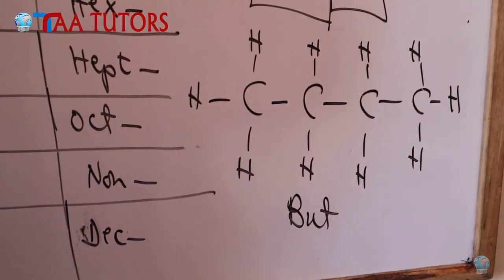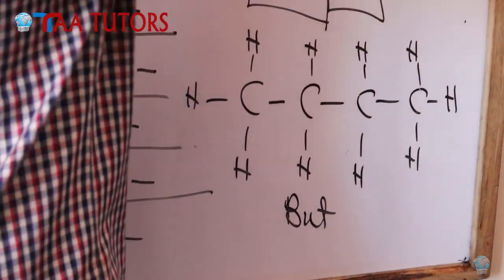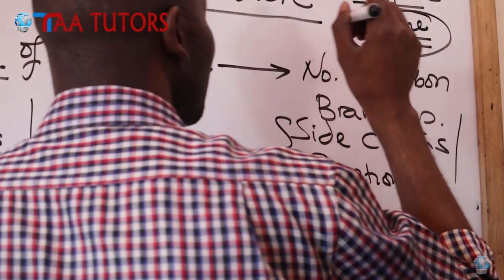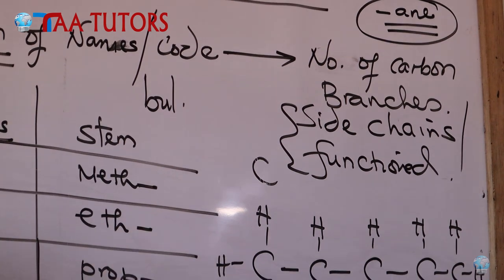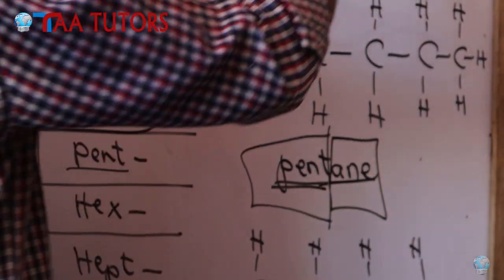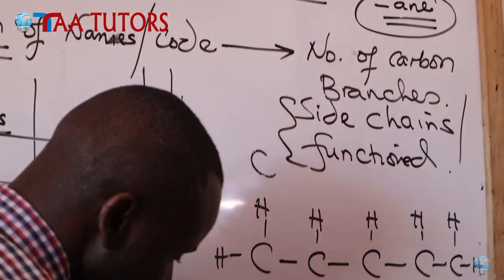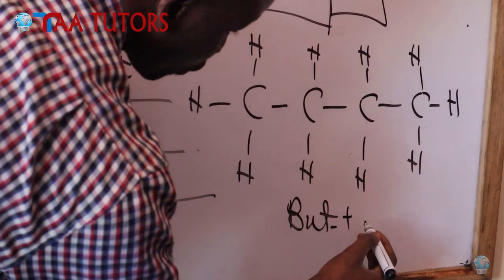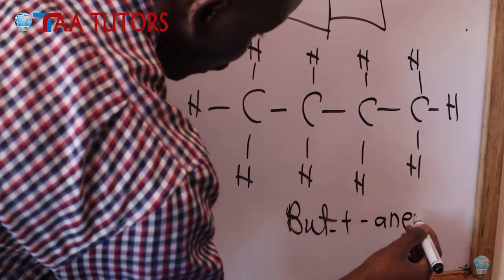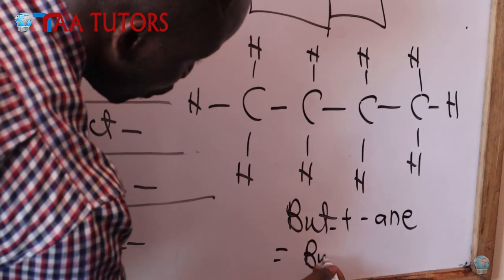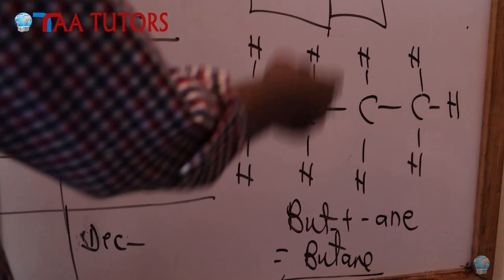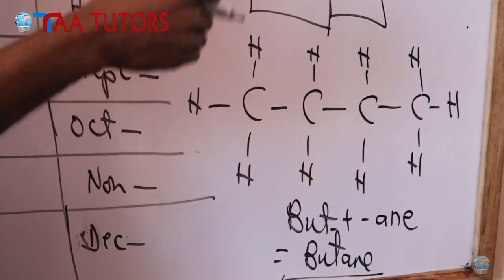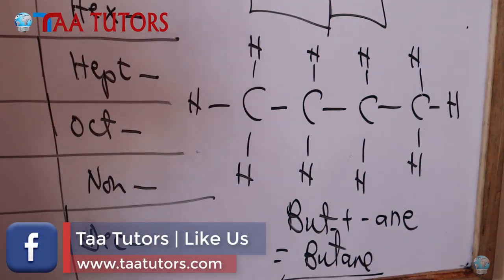And I said single carbon bond, the suffix is ANE. It is telling us the family which ends with ANE. ANE represents single carbon-carbon bonds. So we are going to take this ANE as the suffix and add it here. So if you add but plus ANE, you will end up with butane. Butane becomes the name. Now, we have got the name of this particular compound, and you see how fairly simple it is.